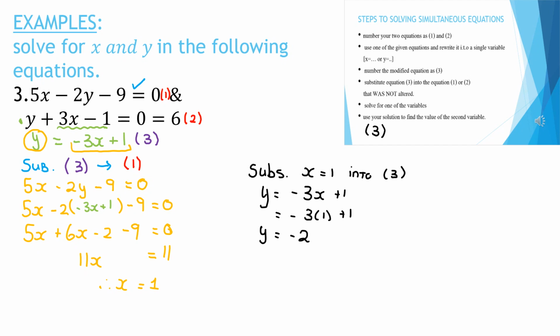We can use the second one. It really doesn't matter which one you choose. Let's just take the second one, which says that y plus 3x minus 1 is equal to 0. So we need to go ahead and check if that is the case. So y plus 3x minus 1 equals 0.